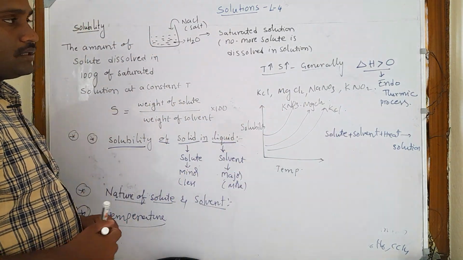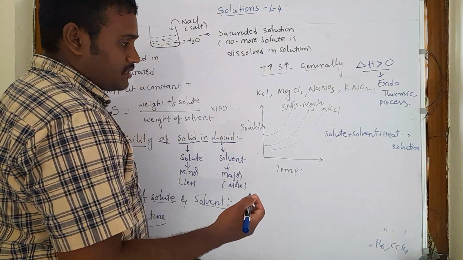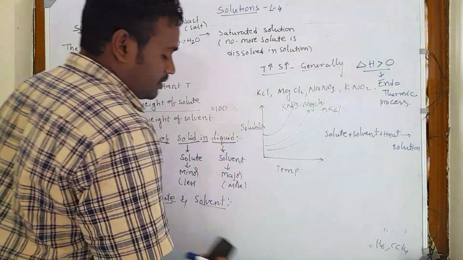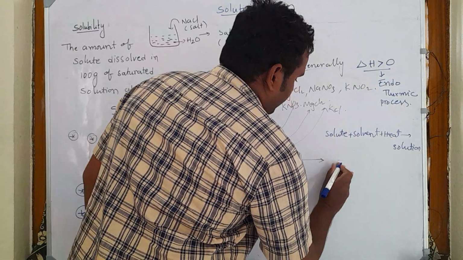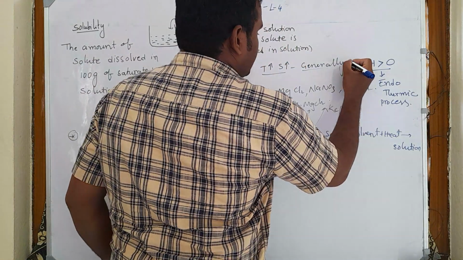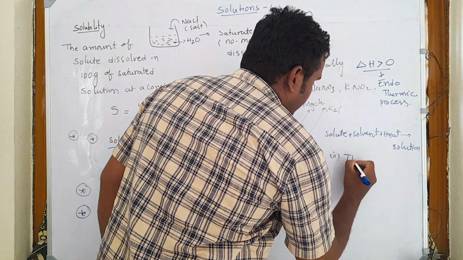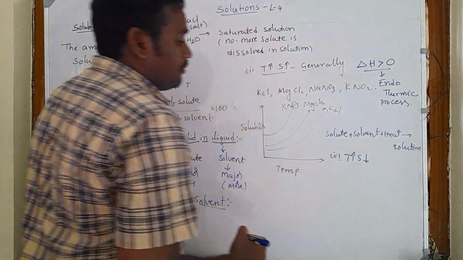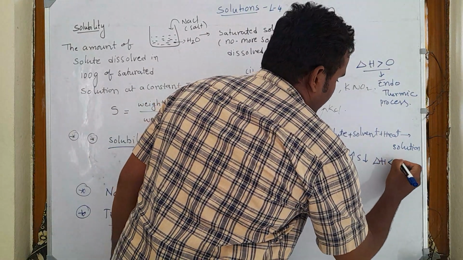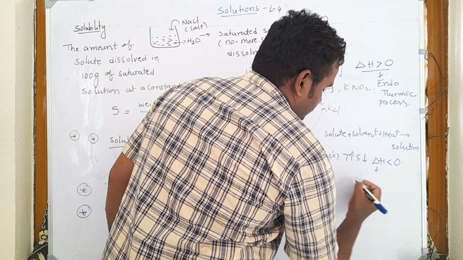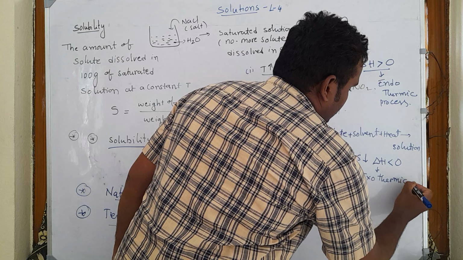And some solid solutes are of another type. This is the first category, and in the second category, when temperature increases, solubility decreases. In this case, delta H is less than 0. This is an exothermic process.